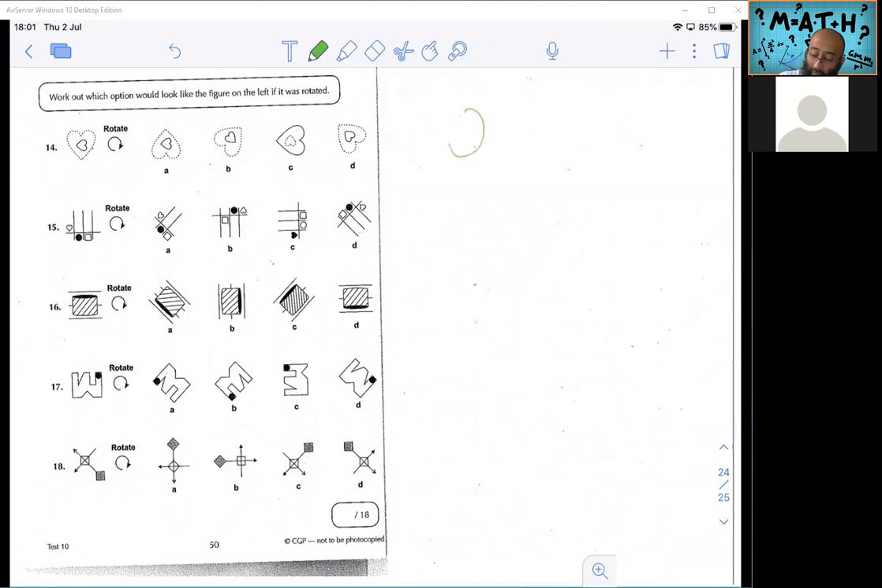So rotated is all about turning around. We can either have this, that's going to be an anti-clockwise rotation, or sorry, that's a clockwise rotation, and anti-clockwise is that one. Okay, clockwise is in the direction of the clock, 12, 1, 2, 3, all the way around. It can be any rotation angle, direction it likes. Number 14, if we turn that heart around, which one will it be?